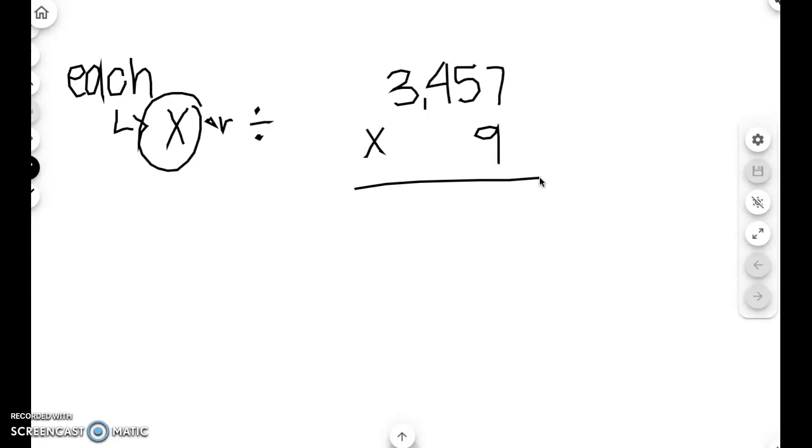Okay? 9 times 7 equals 63. So I'm going to regroup my 6 and drop my 3 in my answer. Then I'm going to do 9 times 5. That equals 45. Then I need to add this 6. 45 plus 6 equals 51.